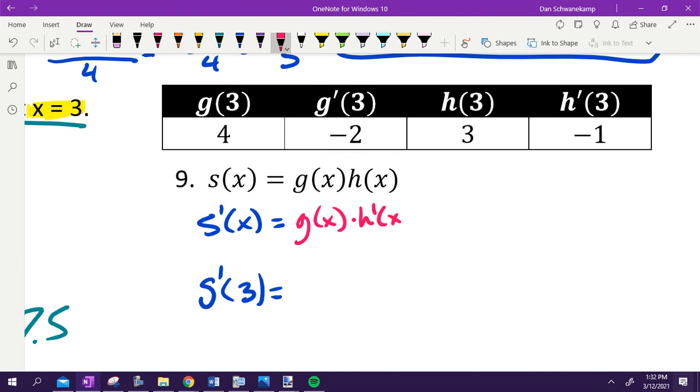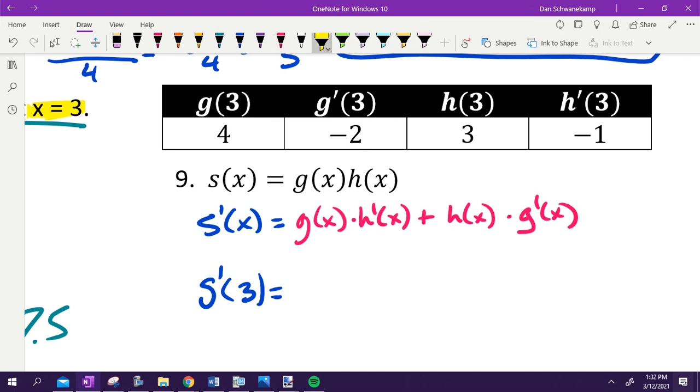H prime of x plus the second times the derivative of the first. Boom, there we go. That's my answer. Okay, that's my derivative. I need to write that down first. Once I've written that down, now I'm finding s prime at 3. So if I'm finding s prime at 3, I'm doing each of these at the number 3.